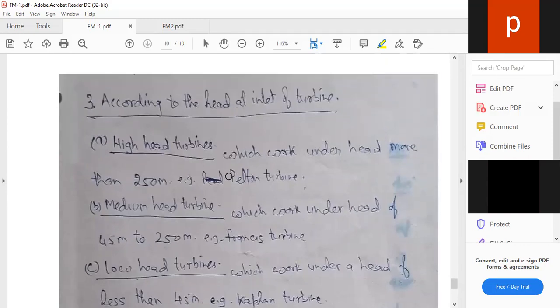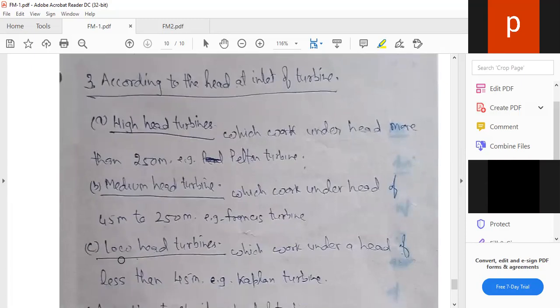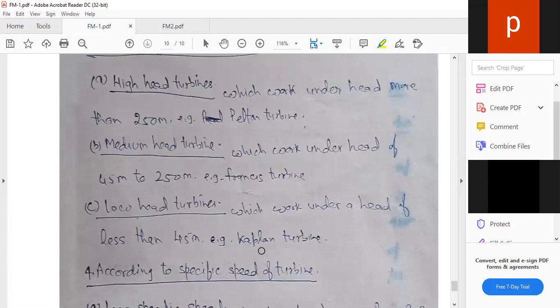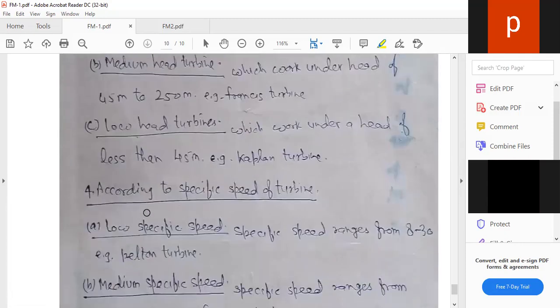Now you will have to keep in mind these values. Up to 45 meter, it is low head. 45 to 250 meter, it is medium head, and greater than 250 meter, it is high head turbine. The Pelton turbine is example of high head turbine. Francis is medium head turbine, and Kaplan is low head turbine.